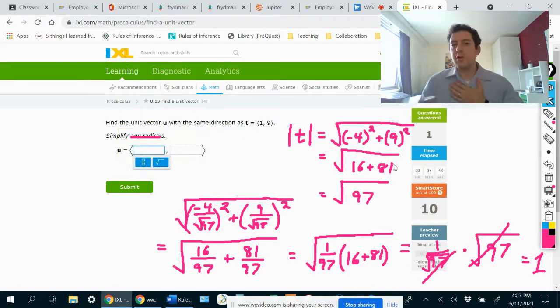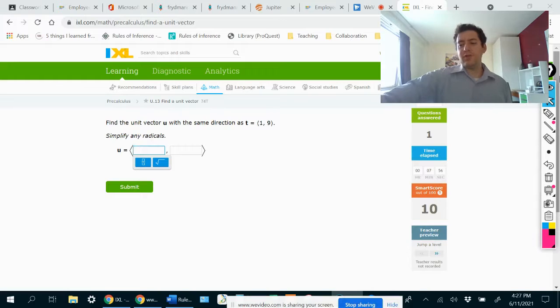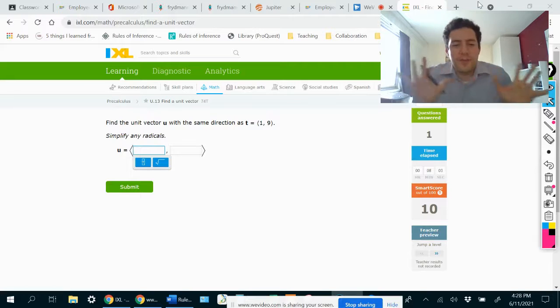Oh, I was so afraid that I would forget to simplify. Is there a way to simplify the square root of 97? No, I got it. Now I know how you guys feel when you put all that work in. And then it says no and your smart score goes down, right? But it didn't happen to me that time, so I'm happy.